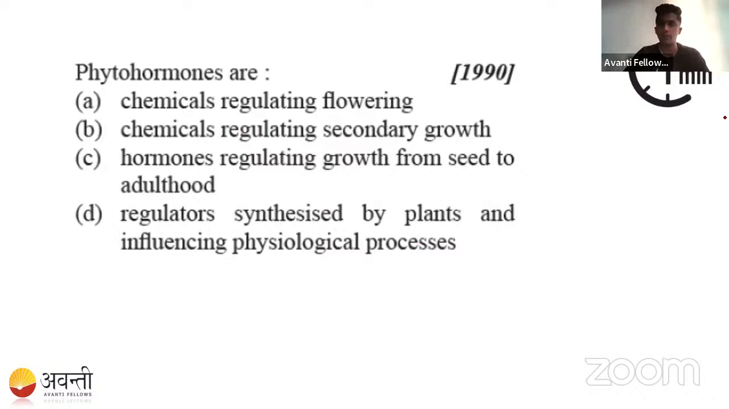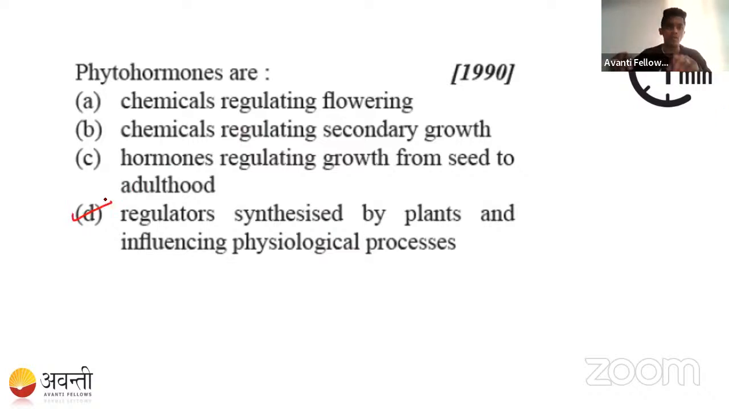So phytohormones are what? Basically, they are kind of secondary metabolites which are synthesized by plants in very small quantities. These phytohormones play a very major role in so many aspects of plant growth and development, for example, reproduction, longevity, aging. All these processes are controlled by these phytohormones. So they are basically the plant growth regulators which are synthesized by plants, which influence many of the physiological processes. So our option is D.